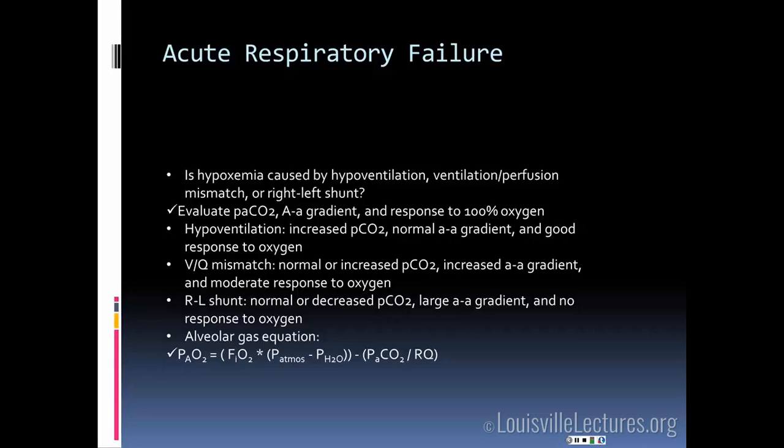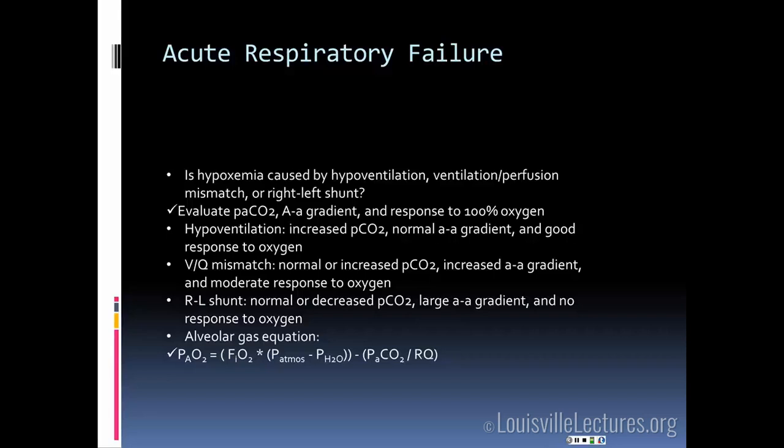When you have VQ mismatch, your PCO2 is going to be normal or sometimes a bit increased. You're going to have an increased alveolar arterial gradient and moderate response to oxygen. If you have right to left shunt, which is the extreme of VQ mismatch, you're going to have a normal or decreased PCO2, a large AA gradient, and no response to oxygen. Basically, when you have right to left shunt, you have no ventilation, but you continue to have perfusion.